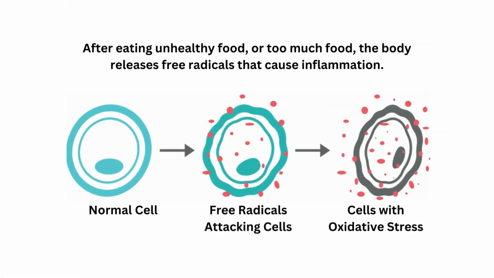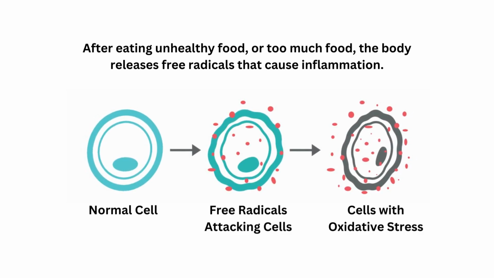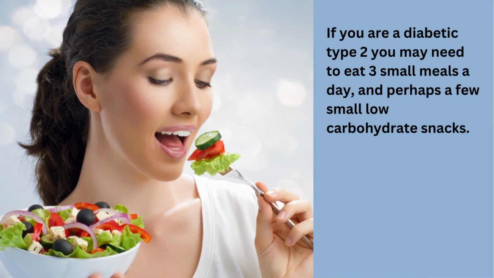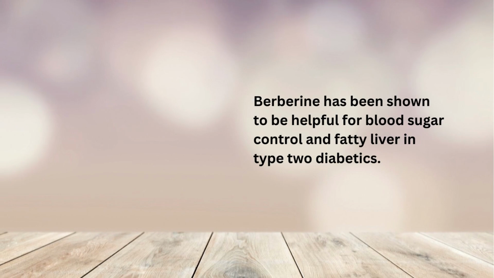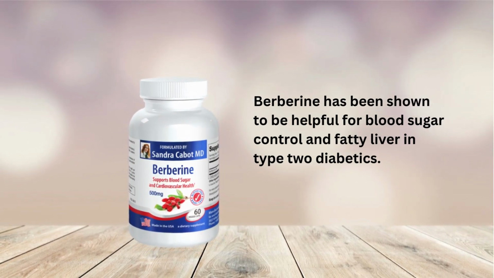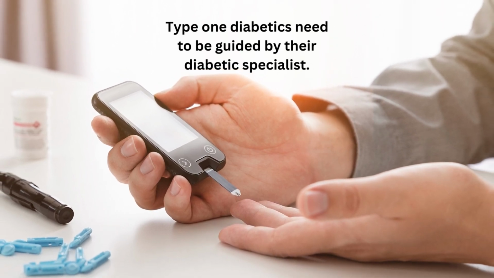I explained to this patient that after eating unhealthy food or too much food, the body releases free radicals that cause inflammation, and this is why it is important not to eat too frequently or too much. I have noticed that people who graze all day and night often have weight problems. If you are a diabetic type 2, you may need to eat 3 small meals a day and perhaps a few small low-carbohydrate snacks. Overweight type 2 diabetics need to keep their weight down in the healthy range. Berberine has been shown to be helpful for blood sugar control and fatty liver in type 2 diabetics. Type 1 diabetics need to be guided by their diabetic specialist.